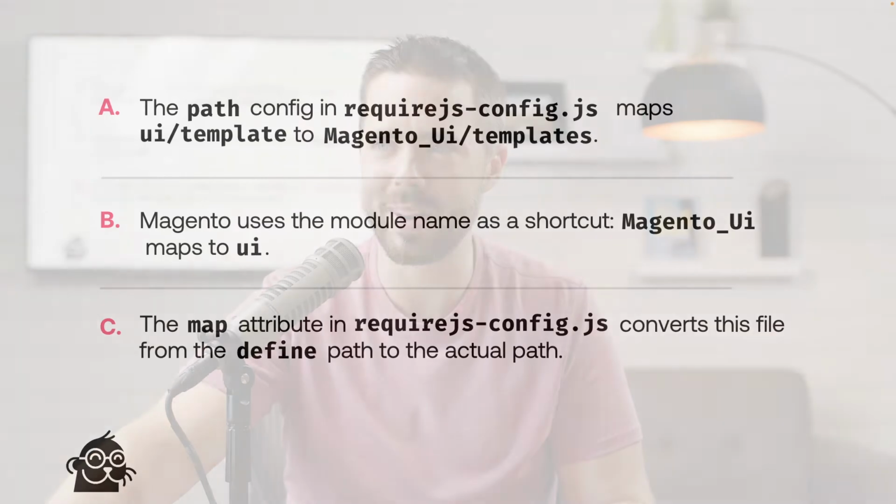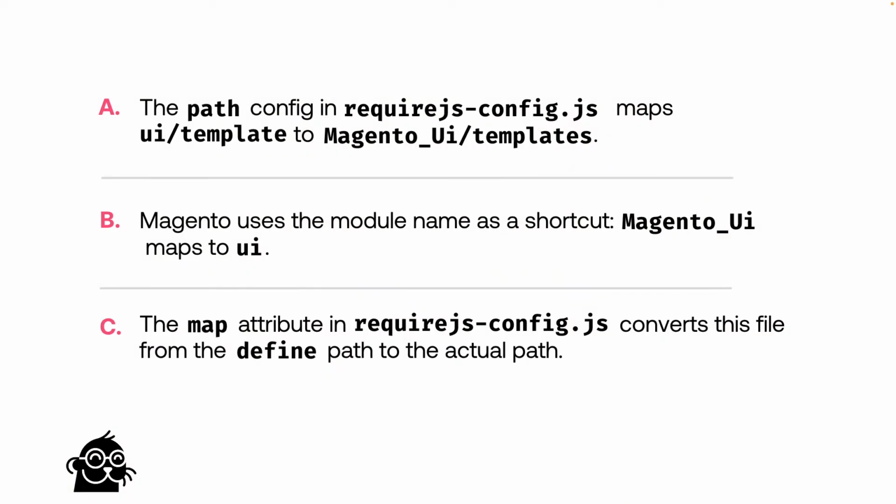Well, good news is most of you got this answer correct, but let's still review the answer and why I chose the one that I chose to be the correct one. All right, so the path config in require JS config maps to UI template, Magento UI templates. Magento uses the module name as a shortcut. Magento UI maps to UI. The map attribute in require JS config converts this file from the defined path to the actual path.